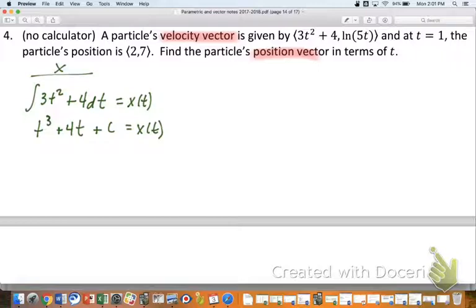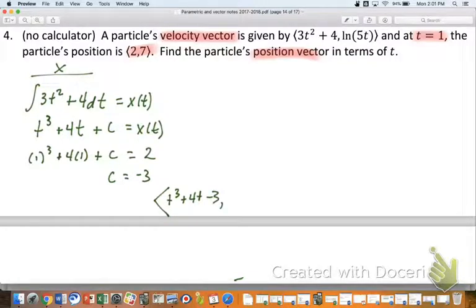It does give you a point. It tells you that when t equals 1, the position is (2, 7). So importantly for the x, I would say that when t is 1, x is 2. So we would go 2 right there. Everything else is 1s. And I've got 1 plus 4 is 5. Subtracting from both sides, I've got c equals negative 3. And so my position component is going to be t cubed plus 4t minus 3, comma, I don't know the other one yet. To me, that's the straightforward one.